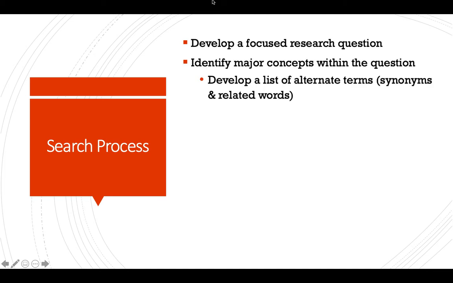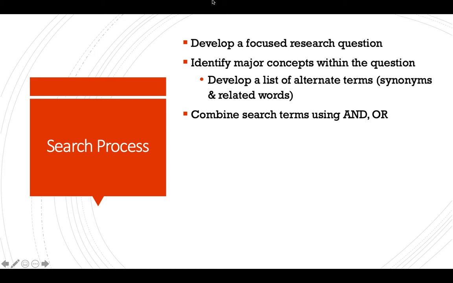Search process. So you want to develop a focused research question. If your research question is fairly narrow, that's going to make the search process a lot more efficient. You want to identify the major concepts within that question, and then develop a list of alternate terms, so synonyms or related words that you would consider to be synonyms in a particular context.